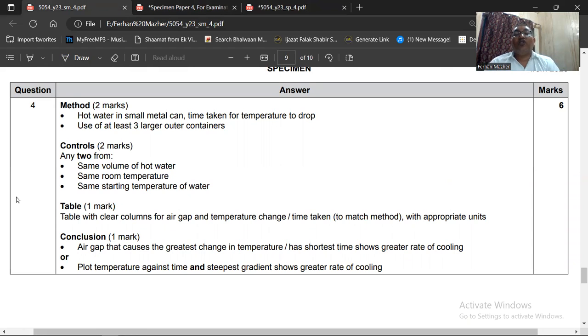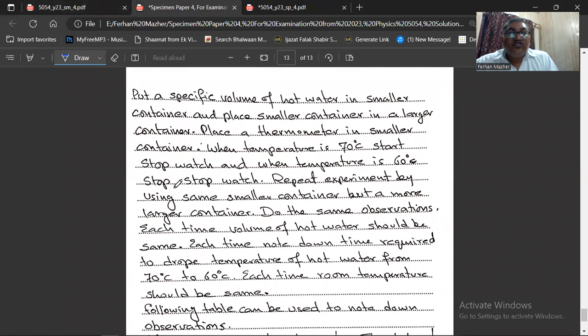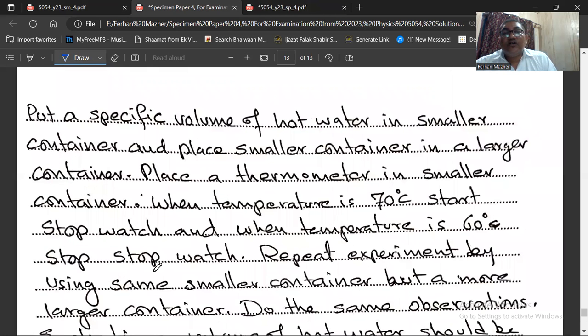Conclusion: the air gap that causes the greatest change in temperature. This is one way, but the way we wrote it, the shortest time shows the greater rate of cooling. Or you can say plot temperature against time, and the steepest gradient shows the greater rate of cooling. So we have reached the end of this paper. So this is the answer which I have written, and let me show you.